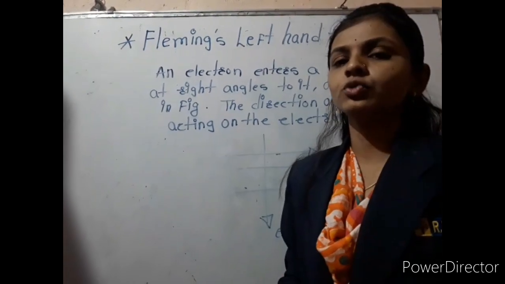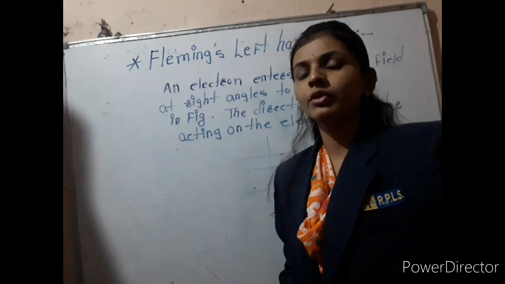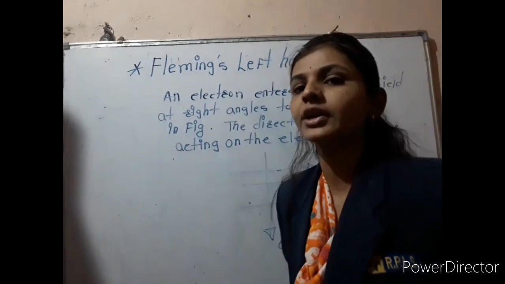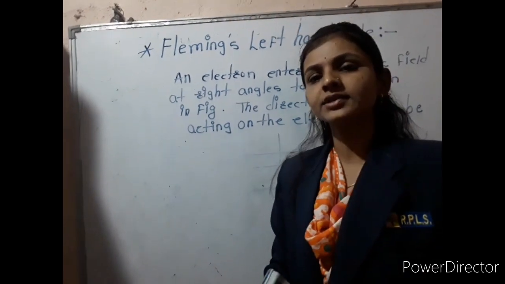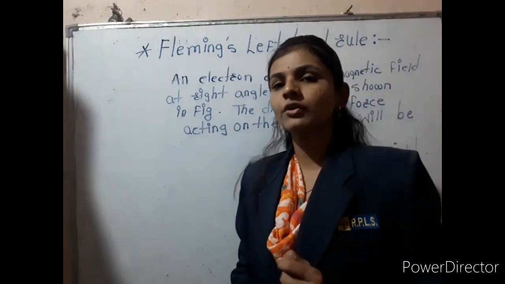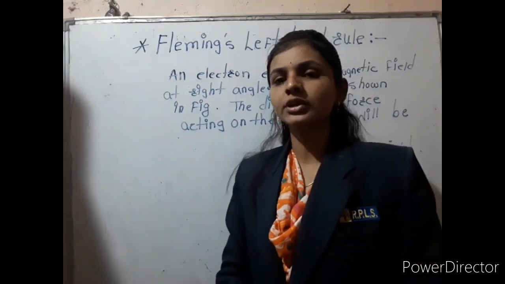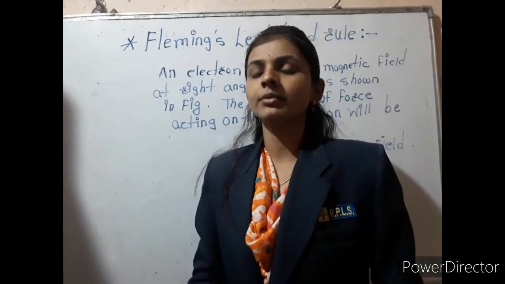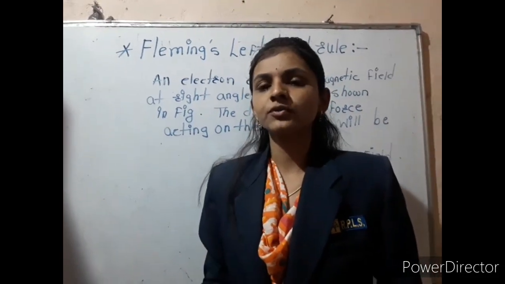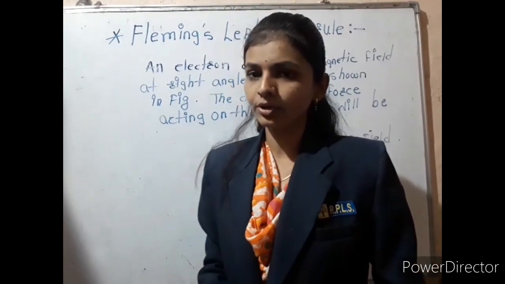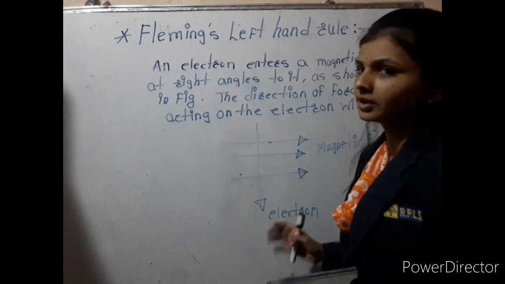But when we apply Fleming's left hand rule, we should know the direction of electric current. Let us revise some points from the electricity lesson. We already learned that the direction of current is opposite to the direction of electron flow, because the electron carries negative charge and flows from the negative terminal to the positive terminal, but the current flows from the positive terminal to the negative terminal. So the direction of current is always opposite to the direction of the electron.